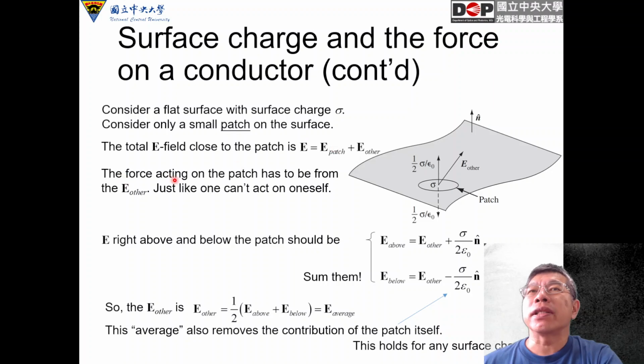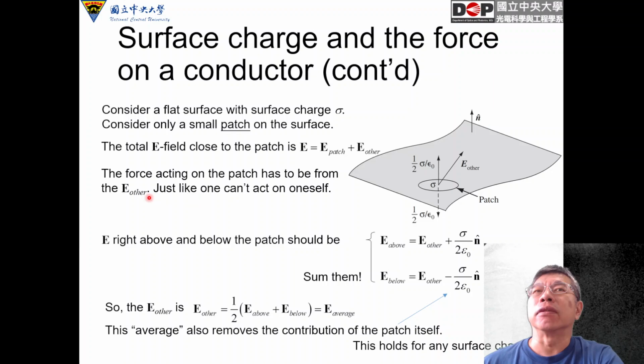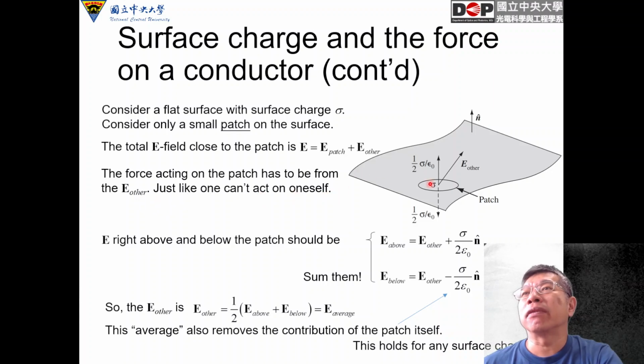So the force acting on the patch has to be from the other part. These other parts will contribute to an electric field. So the patch will feel the force, just like one cannot act on itself. So the force is whatever is exterior acting on this patch.